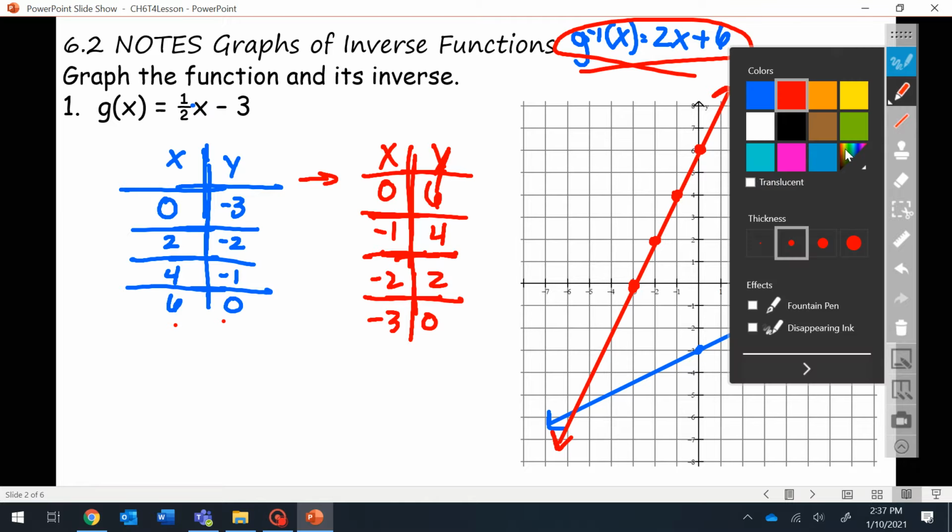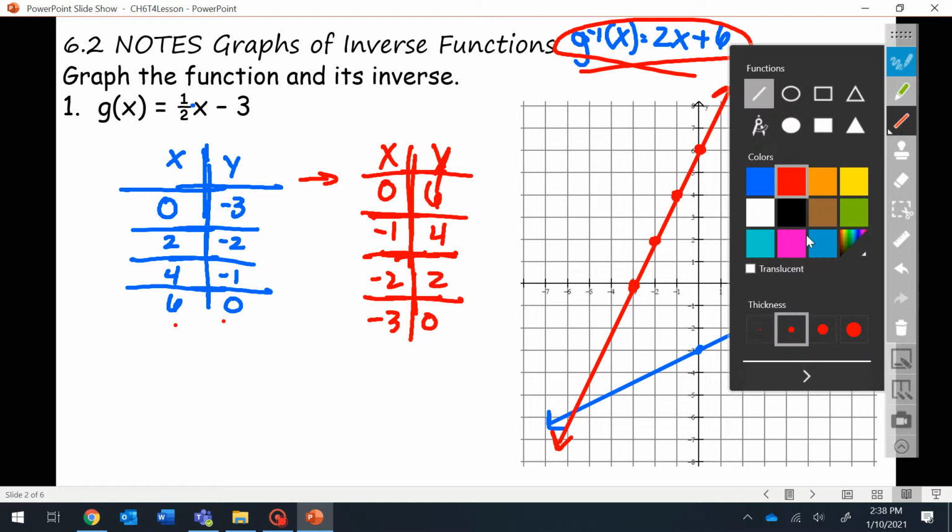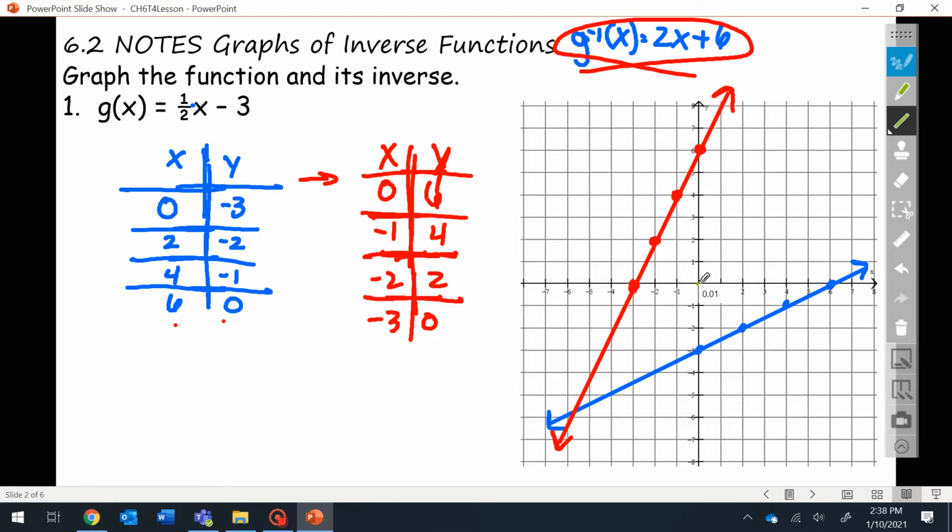The reason that they're swapped is because if you look closely, there's a line that goes diagonally through the origin and cuts this graph in half. It looks like this. These functions are reflections of each other across this diagonal line.